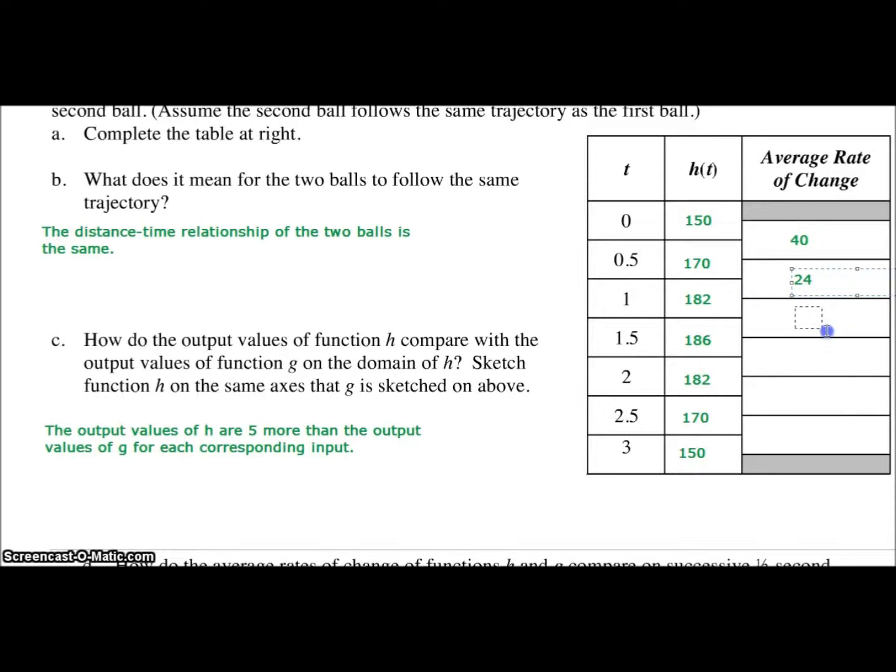186 minus 182 is 4, divided by the half is 8. This is negative 4 divided by half is negative 8. Negative 12 divided by half is negative 24. 150 minus 170 is negative 20, divided by half is negative 40.